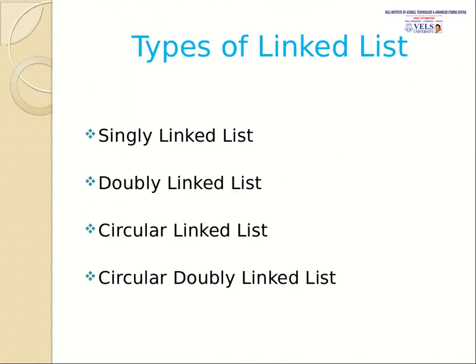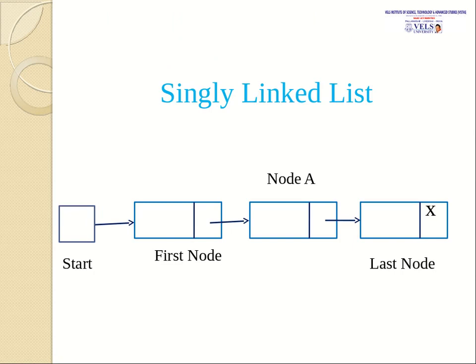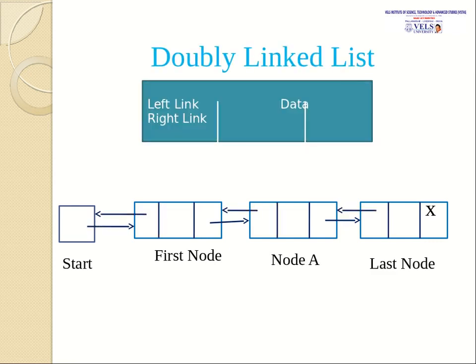Now we are going to see the types of linked list: singly linked list, doubly linked list, circular linked list and circular doubly linked list. We will see them one by one. This is the singly linked list. As we have seen in the examples, we have a start node pointing to the first node, and each node is divided into two parts, the data part and the link part. When we go for a doubly linked list, the node will also have a link to the previous node, and a link to the next node.